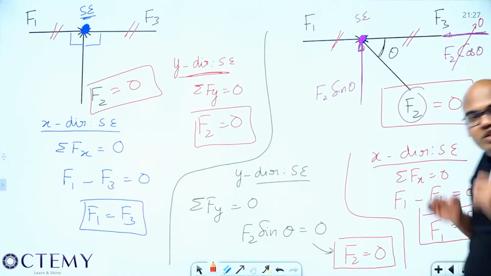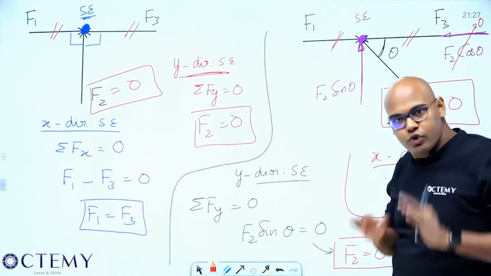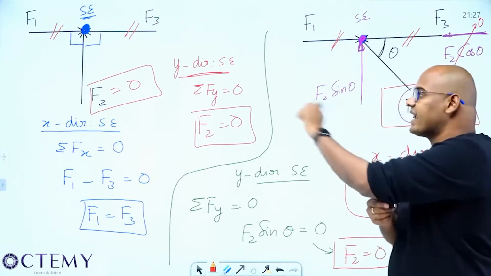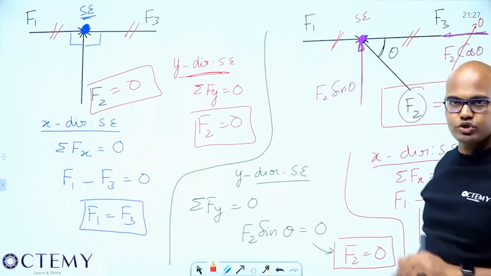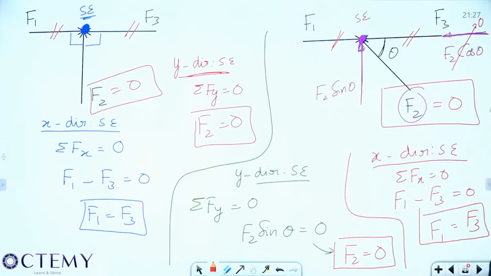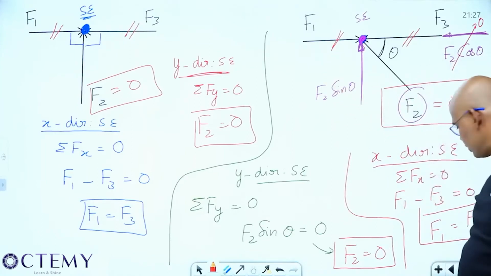If there are only three forces at a joint, and two are in line, the third force is 0. Let it be in any way, at any angle, the third force is 0.